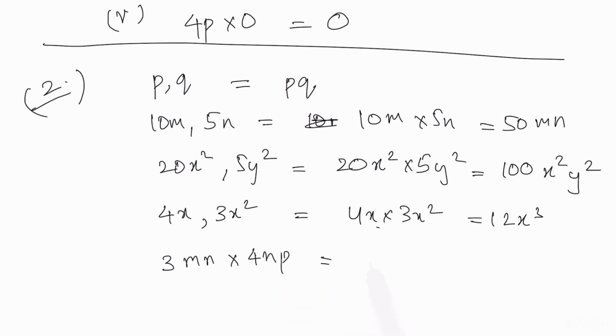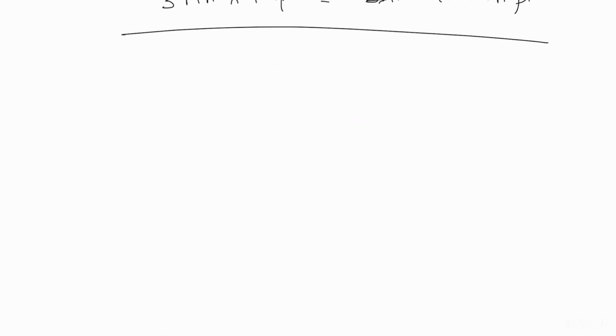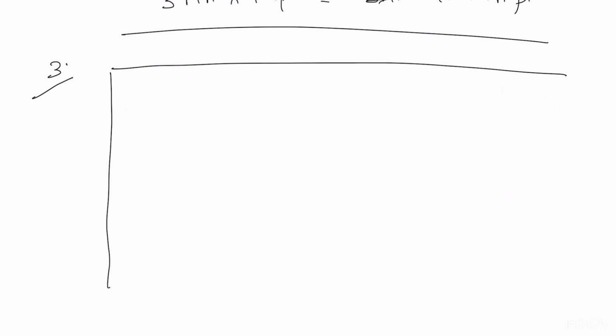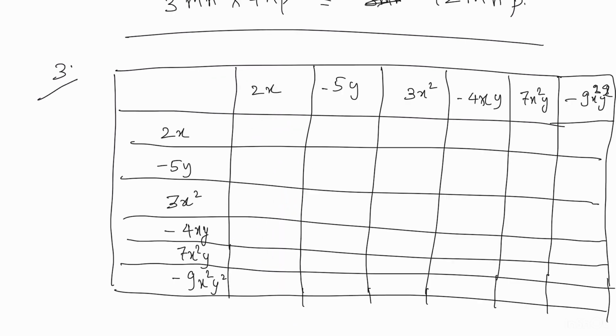Okay. So this is 3mn. This is 12. M only 1, n square, and p. Just be a little careful with the powers and you are done. Next is question number 3. You have to fill the table. So let me make the table over here. It's very easy. You quickly make the table. So the table is ready.